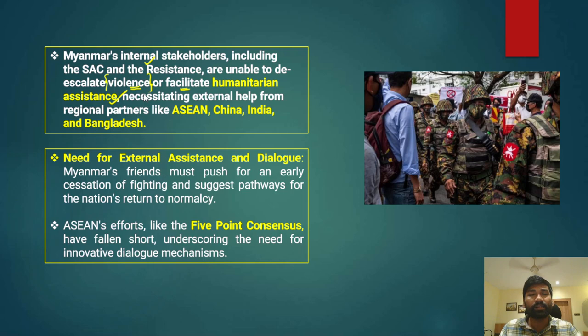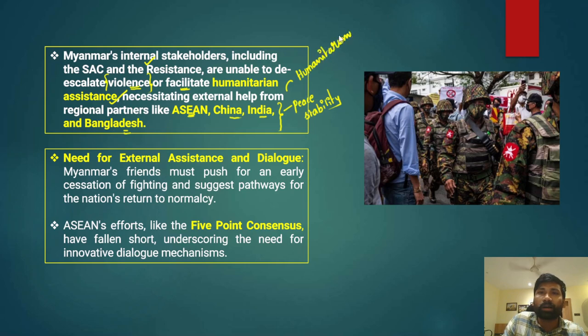Because of this, it necessitates external help from countries like the Association of Southeast Asian Nations, China, India, and Bangladesh. These countries share borders with Myanmar, and the stability of Myanmar is very important for the peace and stability of the entire region. Therefore, it is the responsibility of these countries to make sure the situation does not escalate further, and they must come forward and provide humanitarian assistance for the people of Myanmar. That is very important, because India often builds its soft power on the goodwill it generates in the minds of the people.